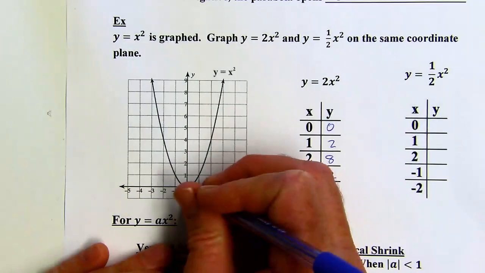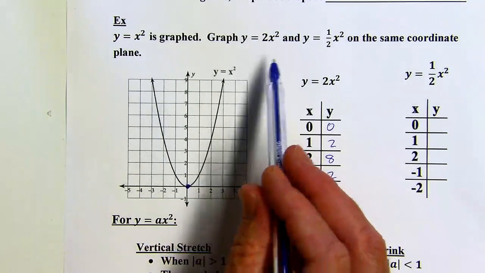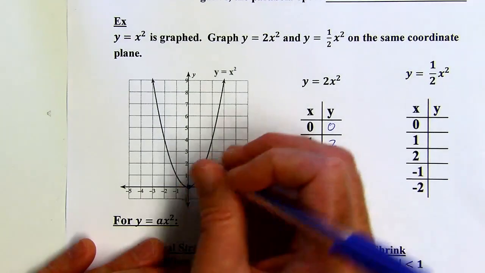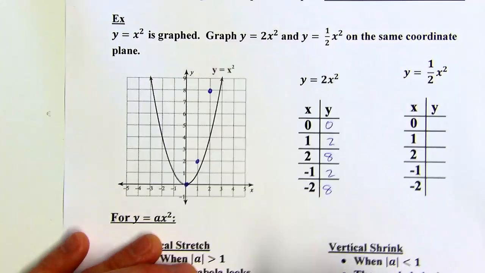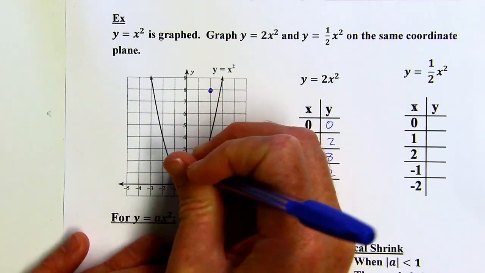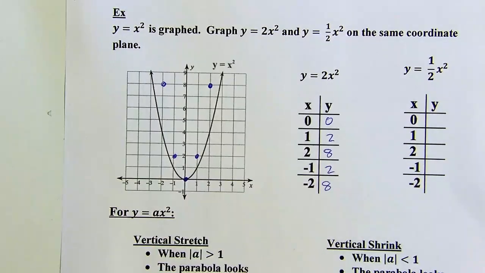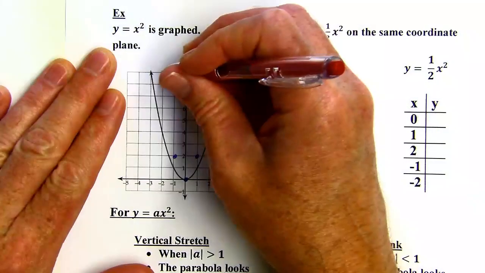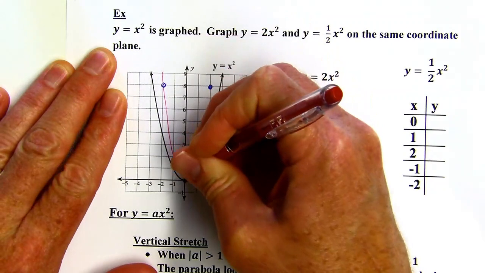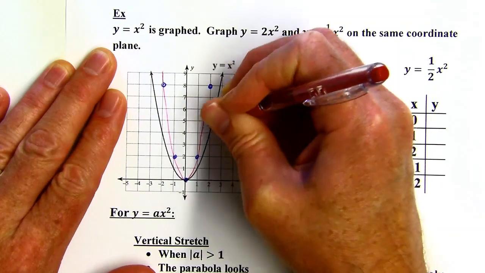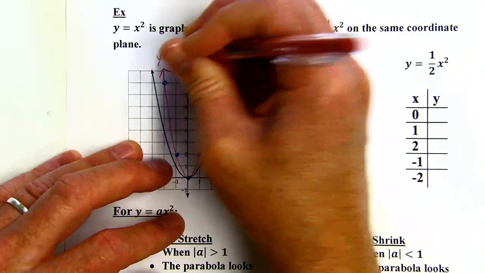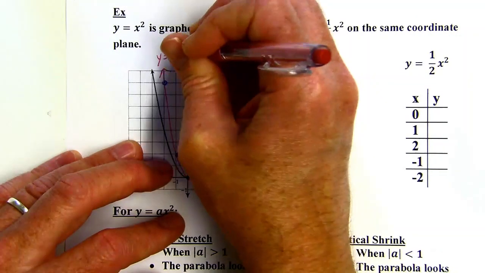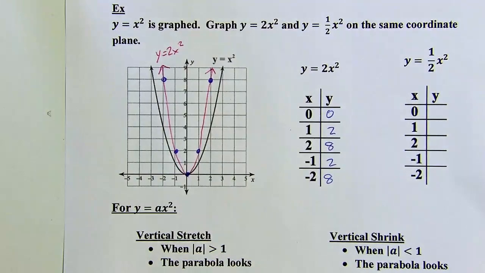So let's see what this one looks like. 0, 0, so same vertex. Then I have 1, 2, so 1 to the right, 2 up. 2 to the right, 8 up. It's right here. I got -1, 2, and -2, 8. Hey, look at this. So the parabola is going to be a little bit different shape. It's going to look narrower. Okay? So just to label this, this was y equals 2x squared, that one. Okay? All right, so let's look at y equals 1/2 x squared.